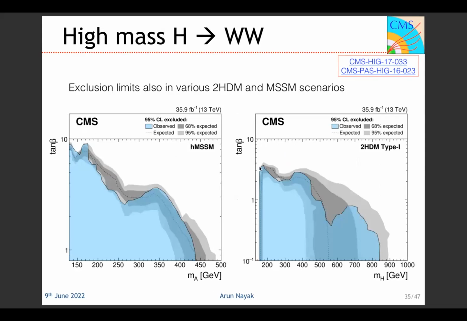And then they are also interpreted in various MSSM scenarios. So here, for example, is the interpretation in the hMSSM scenario. This is the expected one in the shaded and the observed in the dotted lines. Similar interpretation in the two Higgs doublet model, in the type 1 two Higgs doublet models, where you can see the limits are a little bit less stringent compared to the MSSM case.